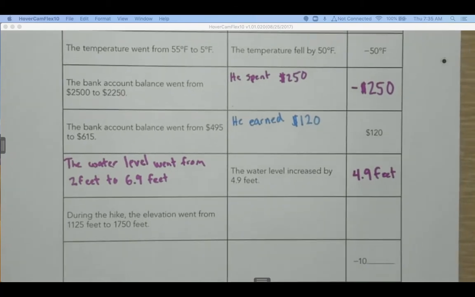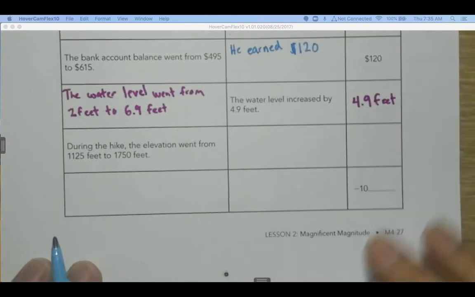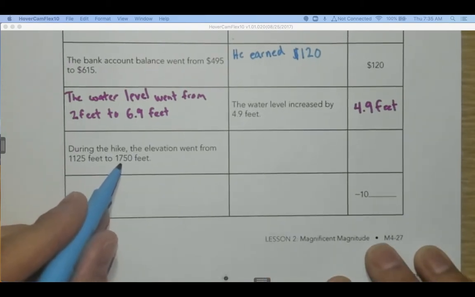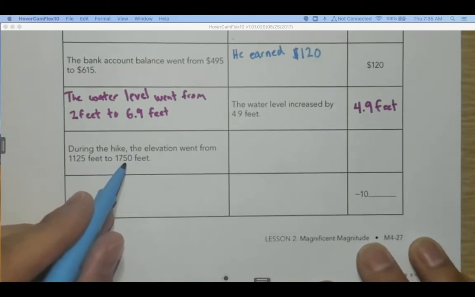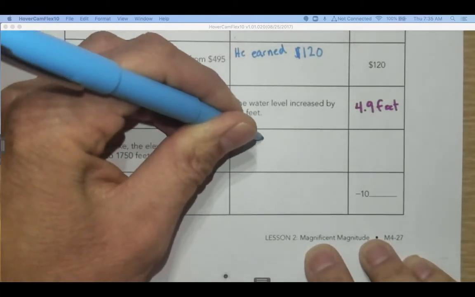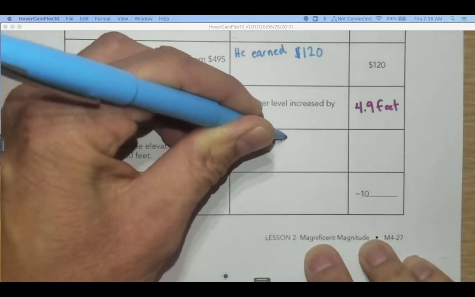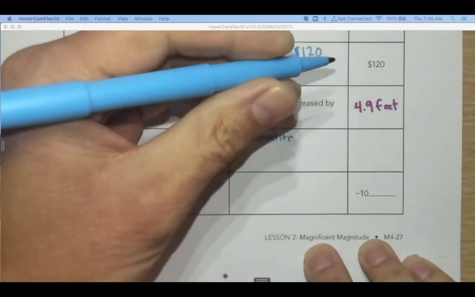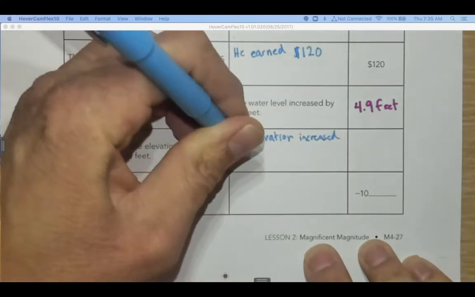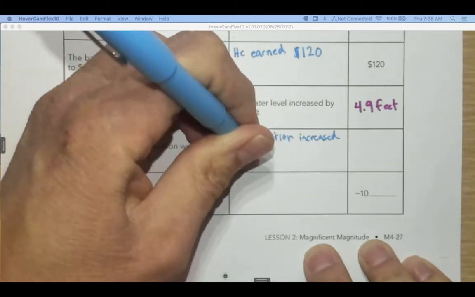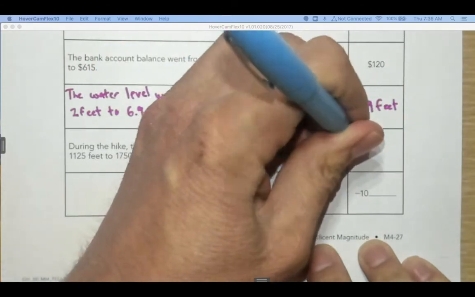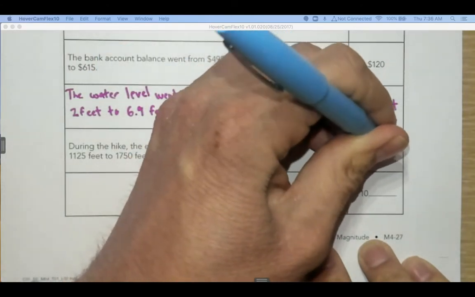Next, during the hike, the elevation went from 1,125 feet to 1,750 feet. So the elevation increased by 625 feet. And then I would have 625 feet go in here.